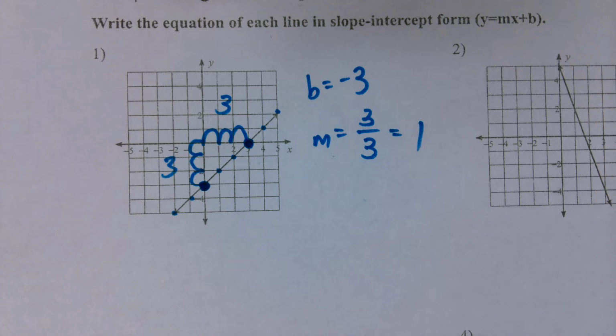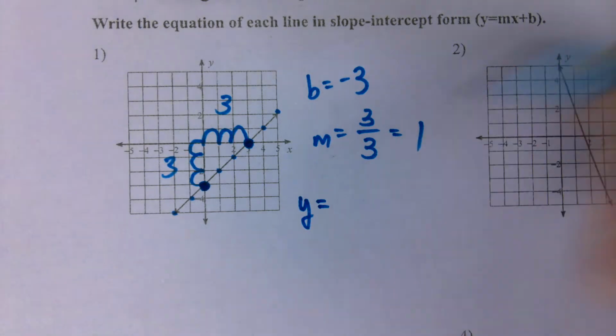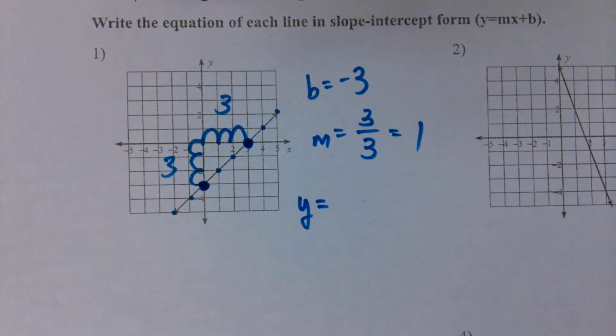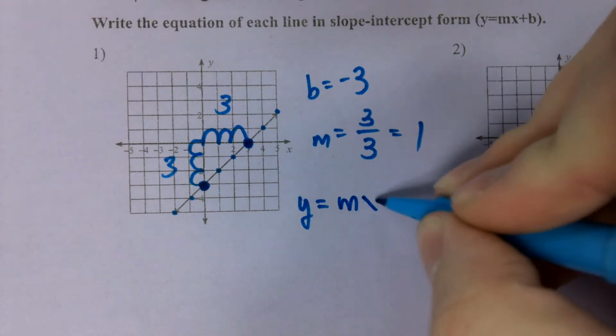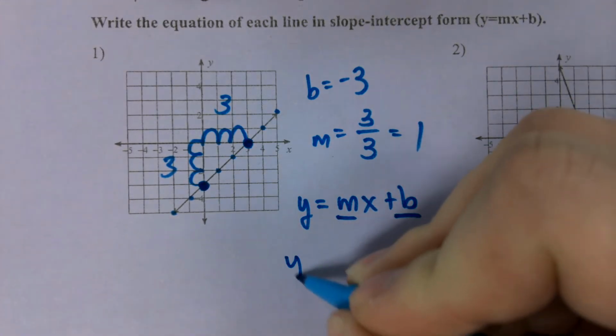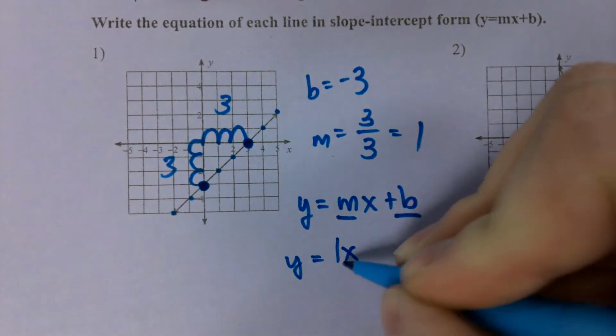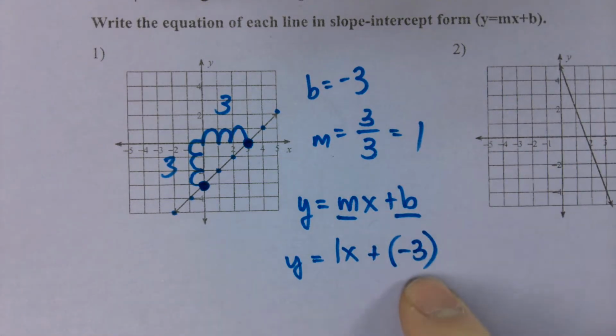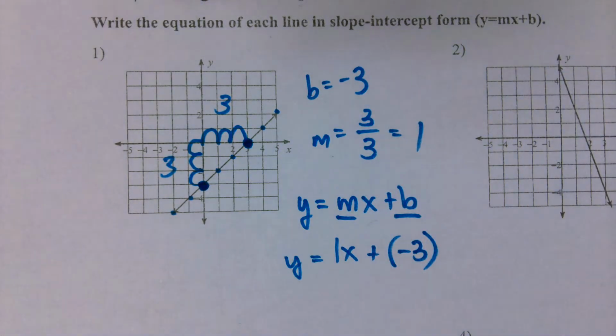But it says write the equation of each line in the slope intercept form. It doesn't say anything about simplifying. I know. So simplifying is always going to be our last step, no matter what the question's asking. So we're going to use y equals mx plus b. We're going to take out the m and the b, and we'll replace the m with 1 and the b with -3. We got to be careful of that negative sign. It's going to be -3, right?